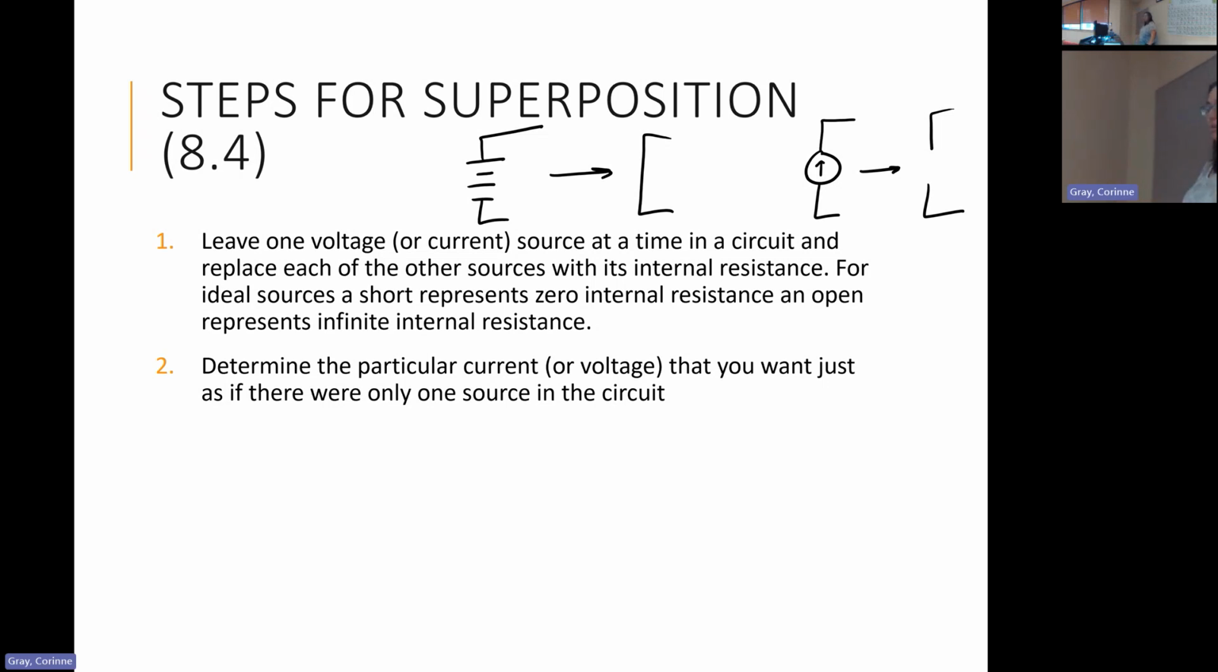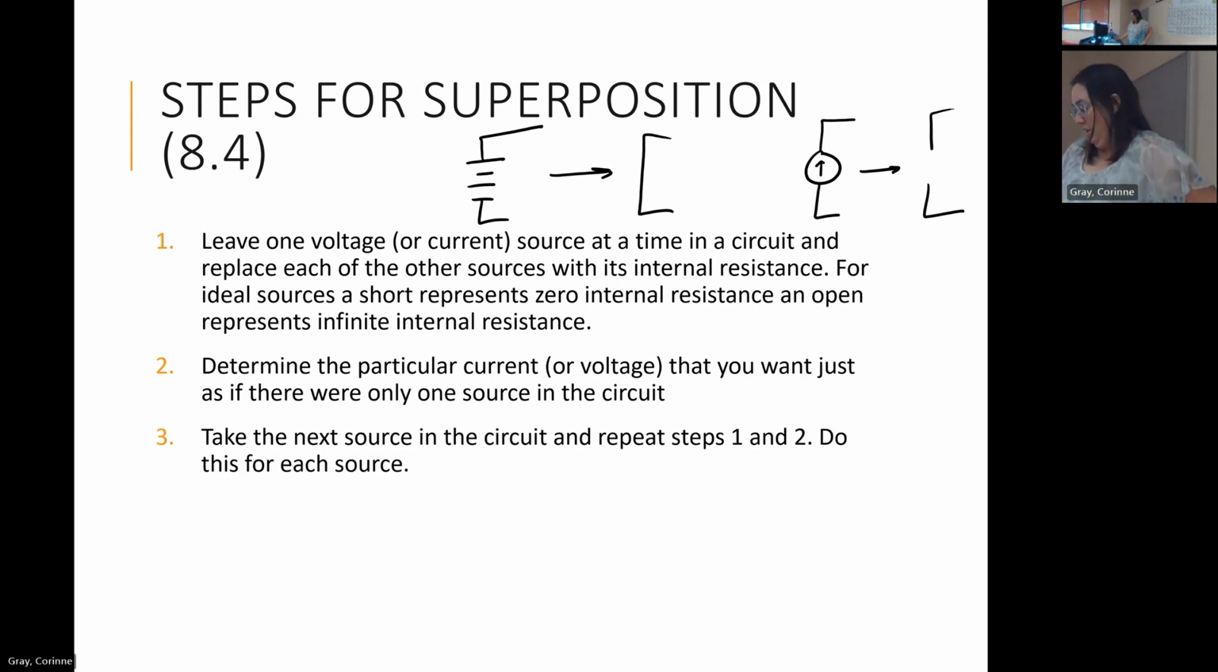So basically when you're going through doing this, you're going to do this one at a time. You'll have to do this for every single source that you have. So if you have 3, you'll have 3 new circuits that you need to analyze. If you have 2, you have 2, and so forth. If you have 4, you would need 4, and so forth.